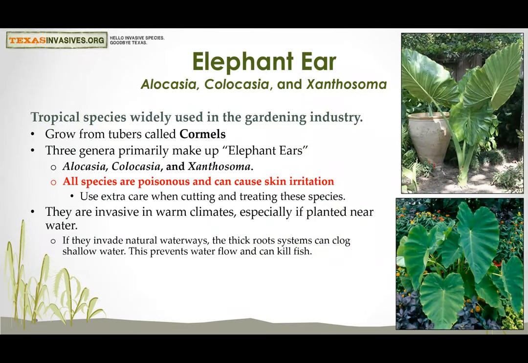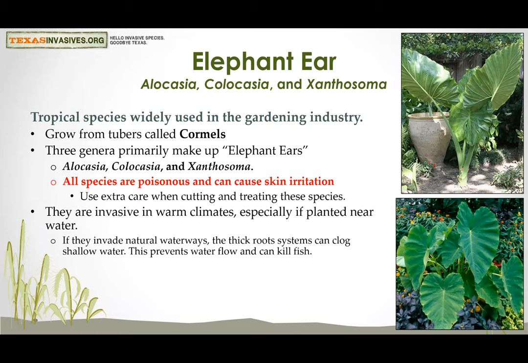So the next group are elephant ears. There are three genera that encompass elephant ears. I mean, there are hundreds of species, and we'll just talk about some of the identifying characteristics. It's pretty consistent amongst the three genera: Alocasia, Colocasia, and Xanthosoma. They are a tropical species that's widely used in the gardening industry. They grow from tubers called cormels. One of the elephant ear species is the taro root. So if you've ever seen taro root at the grocery store, that's what a cormel is.